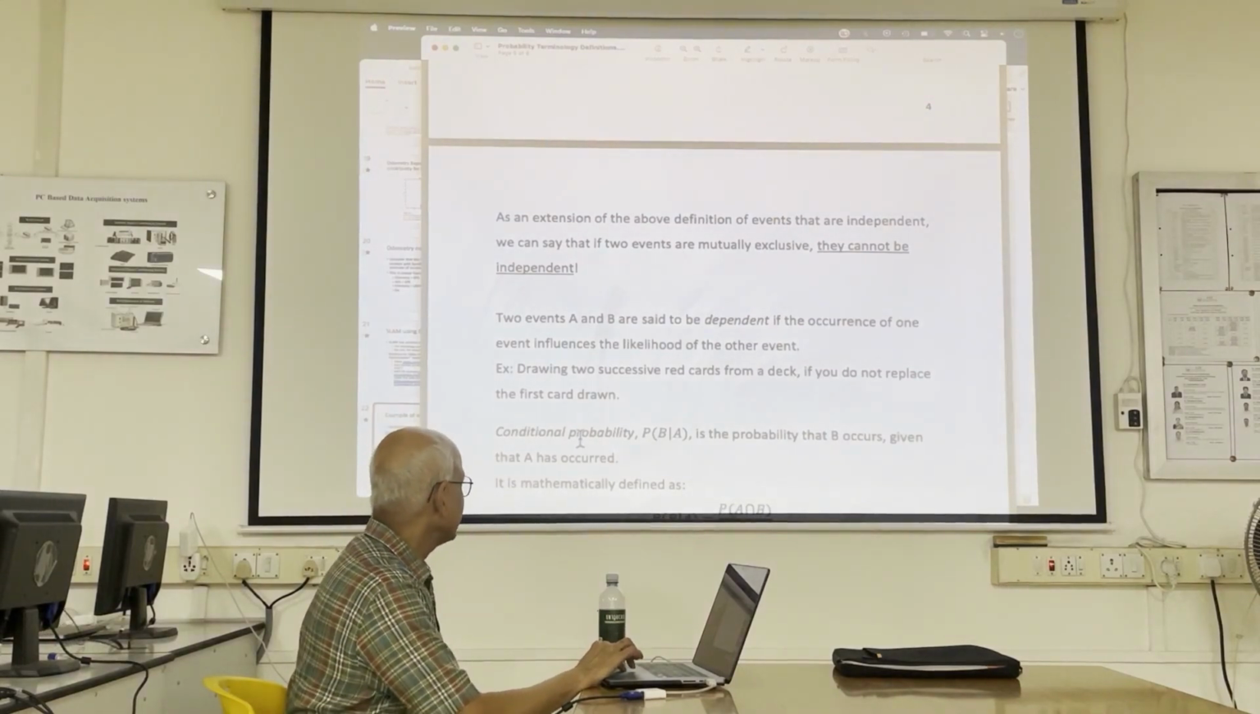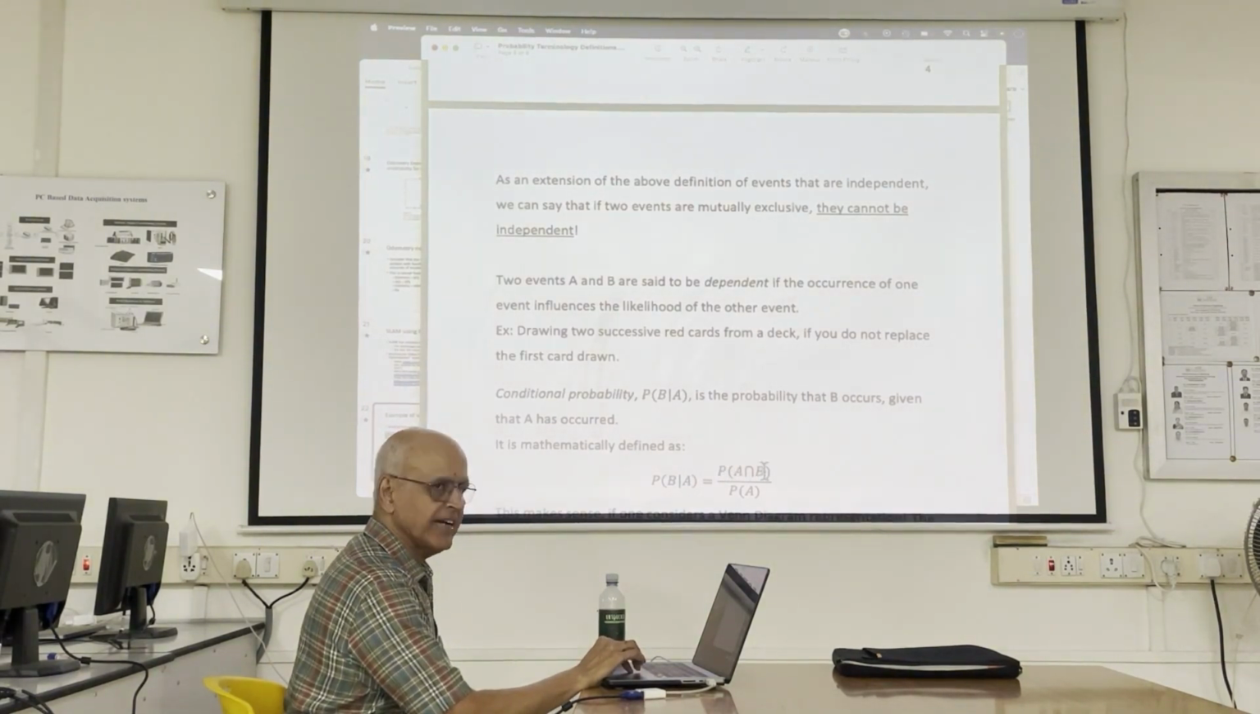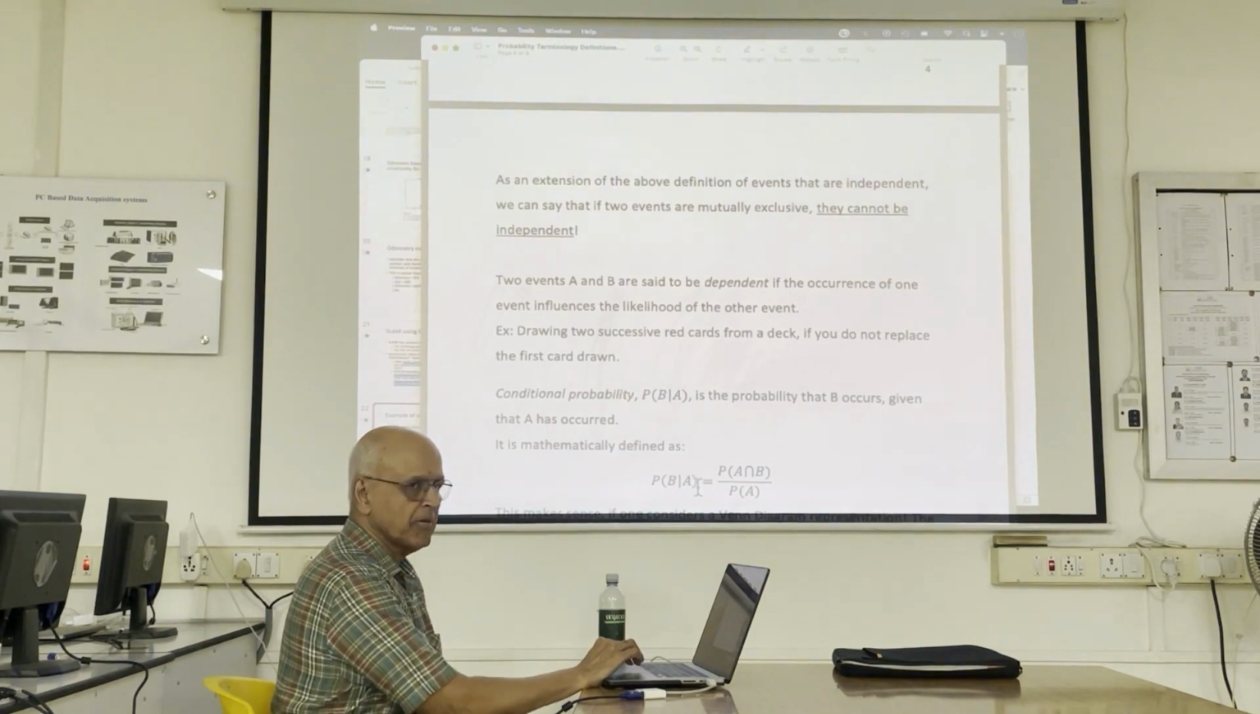Okay, then conditional probability. The probability of B given A is the probability that B occurs given that A has occurred. So it's mathematically defined like this. This is a definition, not a derivation. The probability that B occurs given, where the vertical line means given, that A has occurred, is the probability of the intersection event over the probability of A. So this is how you calculate conditional probability.